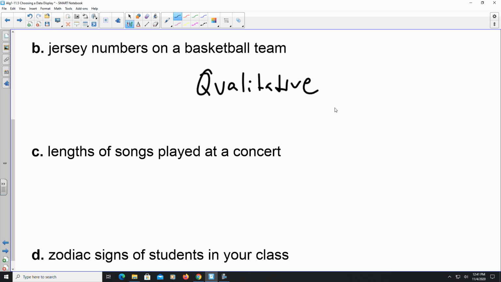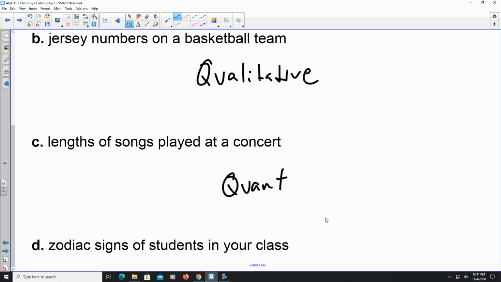Length of a song played at a concert, because it has a number put with the data, this is going to be quantitative. And zodiac sign of students in your class, that has nothing to do with numerical data. This is qualitative.